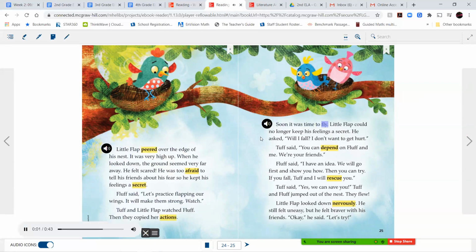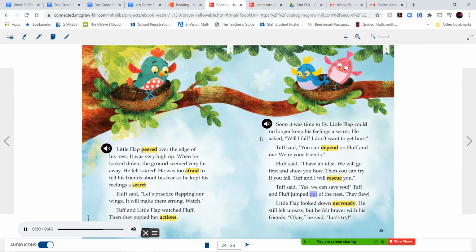Soon it was time to fly. Little Flap could no longer keep his feelings a secret. He asked, "Will I fall? I don't want to get hurt." Tuff said, "You can depend on Fluff and me. We're your friends." Fluff said, "I have an idea. We will go first and show you how. Then you can try. If you fall, Tuff and I will rescue you." Tuff said, "Yes, we can save you."